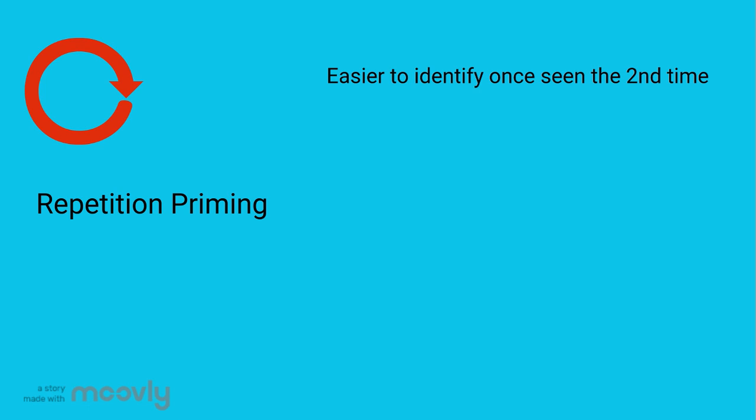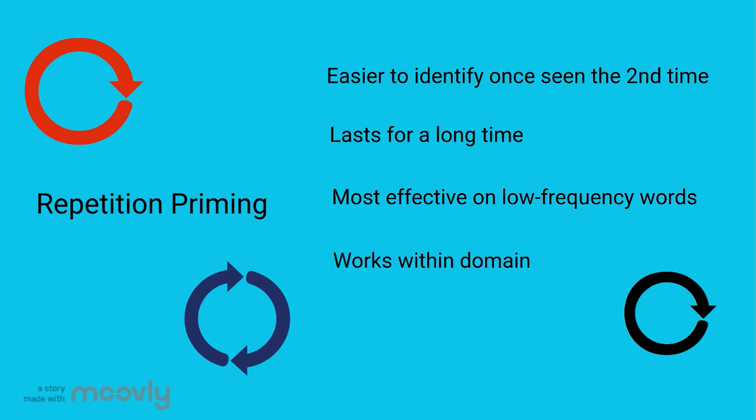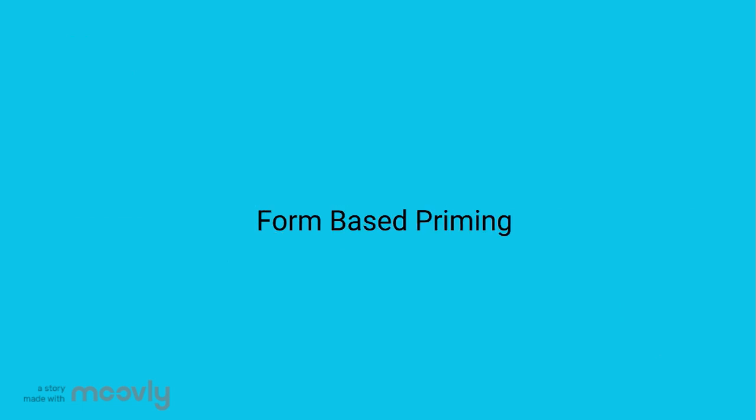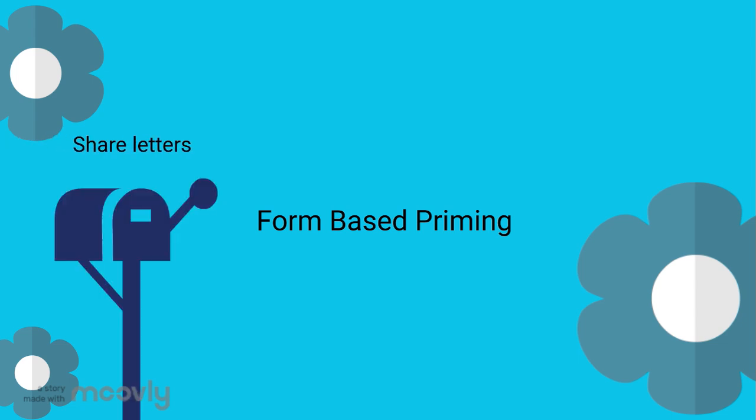So repetition priming is actually easier to identify once you see it the second time, and it lasts for a long time. It's most effective on low frequency words, and it actually works within the domain. So the other one would be form-based priming. So this happens when there's two words that actually share similar letters in them, and they actually slow each other down, causing an inhibitory effect.